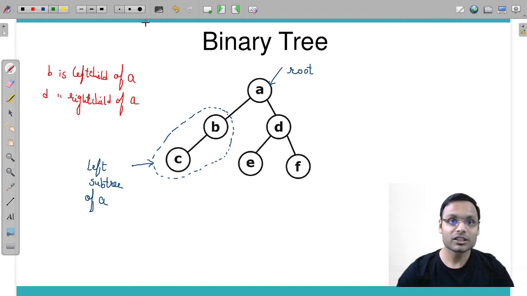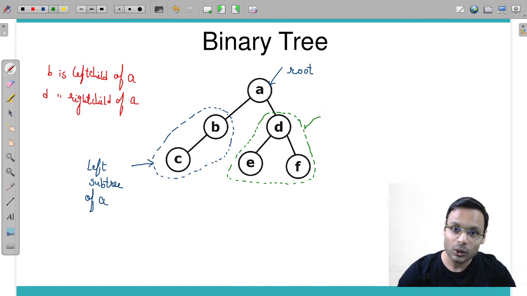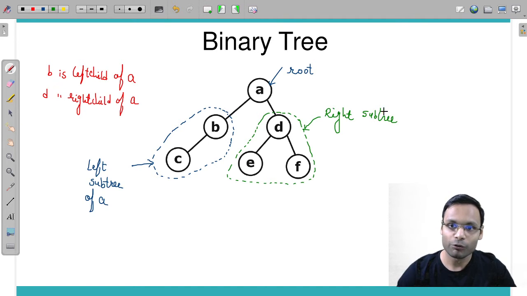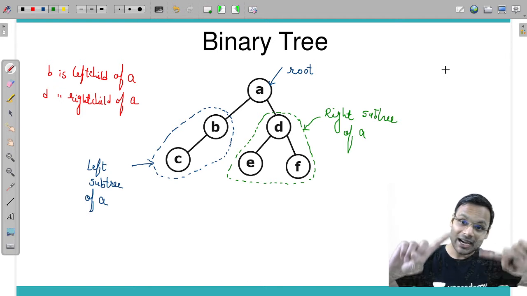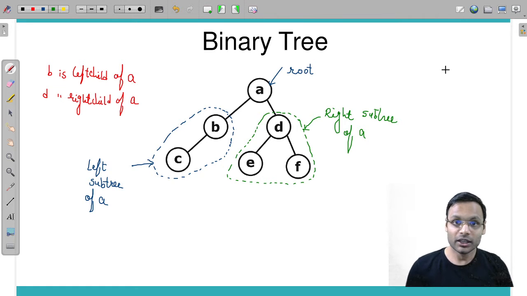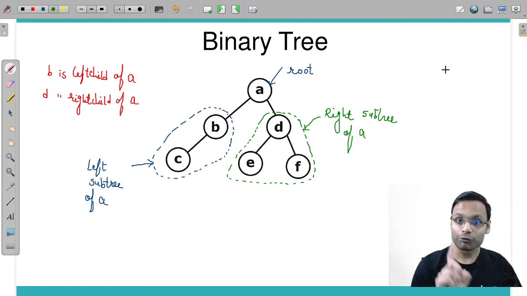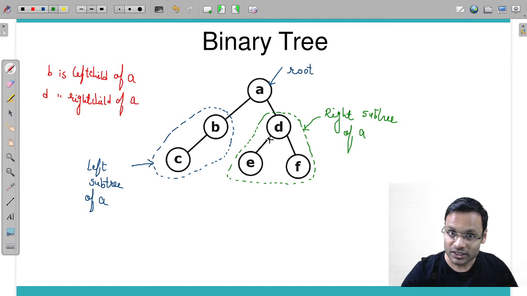And do we have a right subtree of A? Yes. The right child of A is D. Starting from D as root, if we have a subtree, that is called the right subtree of A. So do you understand what a left child and right child are, and what a left subtree and right subtree are? If you talk about the right child of A, it means the single node D.